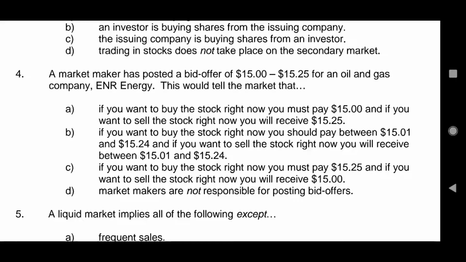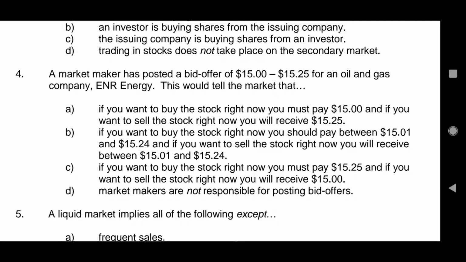B, if you want to buy the stock right now, you should pay between $15.01 and $15.24. Okay, so let's not even discuss that because there's no reason why there would be any kind of a range of pricing. And we've already said that the seller is not going to be negotiable about this. So really, I don't even know where they're getting this from. You would really have to not have read the book at all to think it would be B.